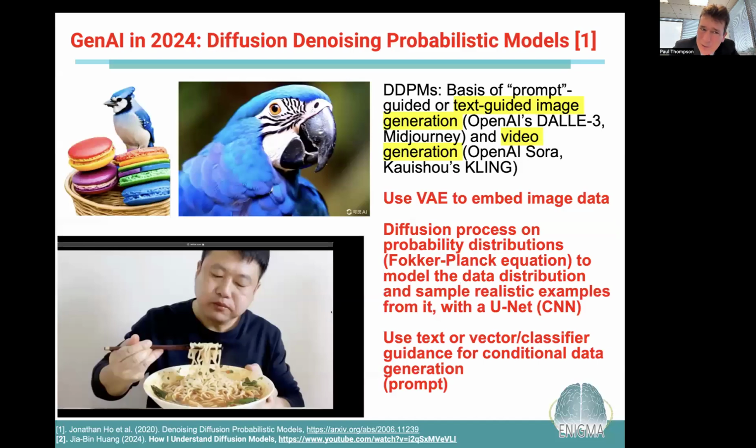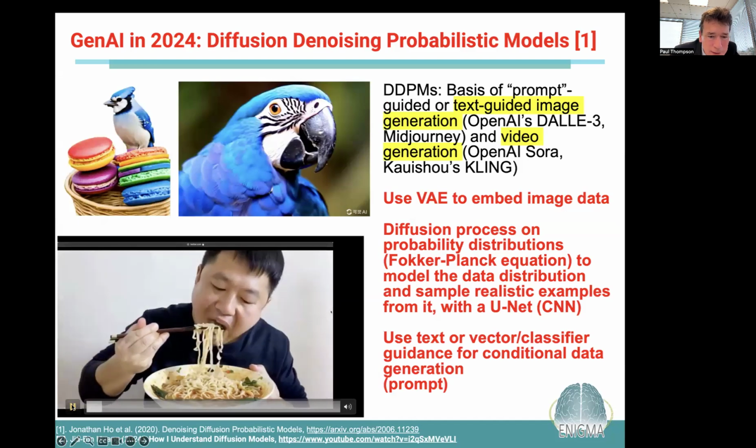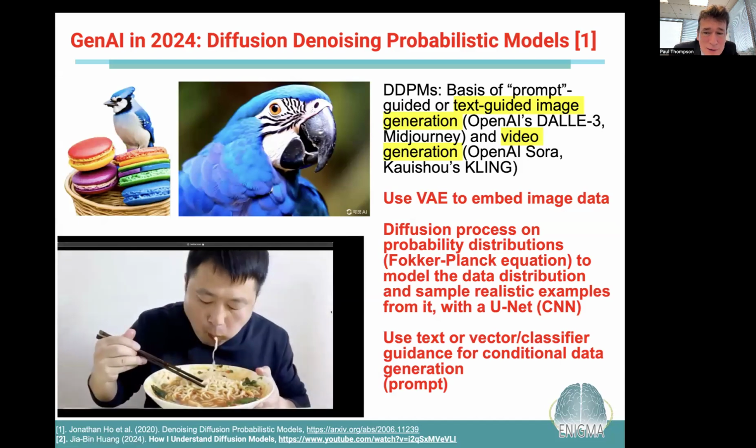So generative AI in 2024 doesn't always use variational autoencoders. It uses something called diffusion denoising probabilistic models. And just to show you how good these are, there's a company that developed this video generator called Kling.